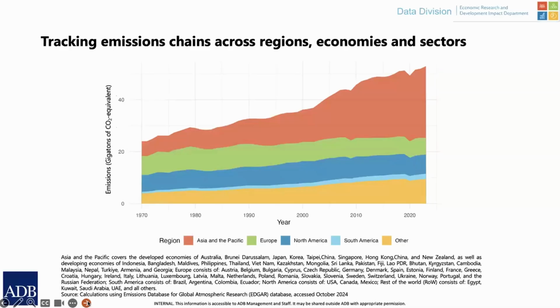The top emitters globally are also in Asia and the Pacific, such as the People's Republic of China, contributing about 30% to global greenhouse gas emissions, India at 8%, Indonesia at 2.3%, Japan at 2%. By contributing significantly to greenhouse gases, the region also heightens its own exposure to climate risks.